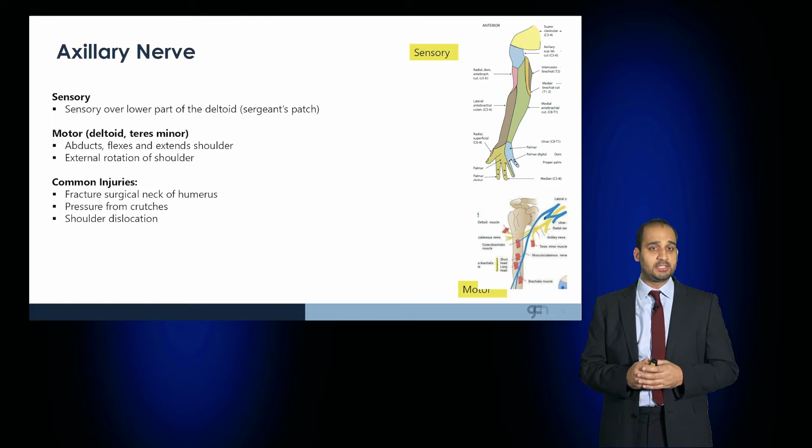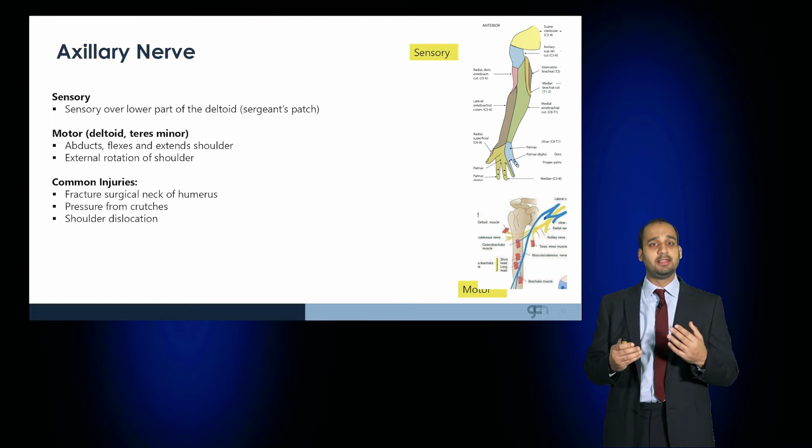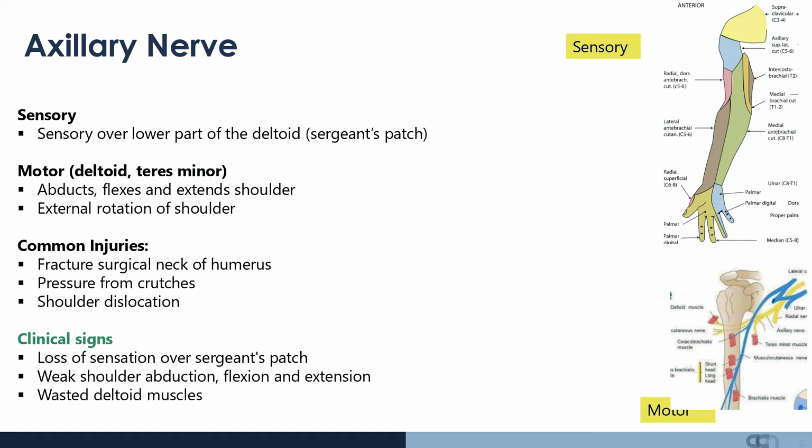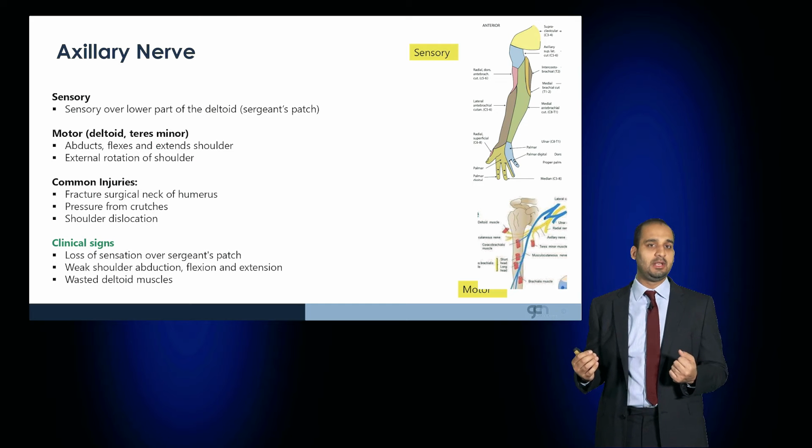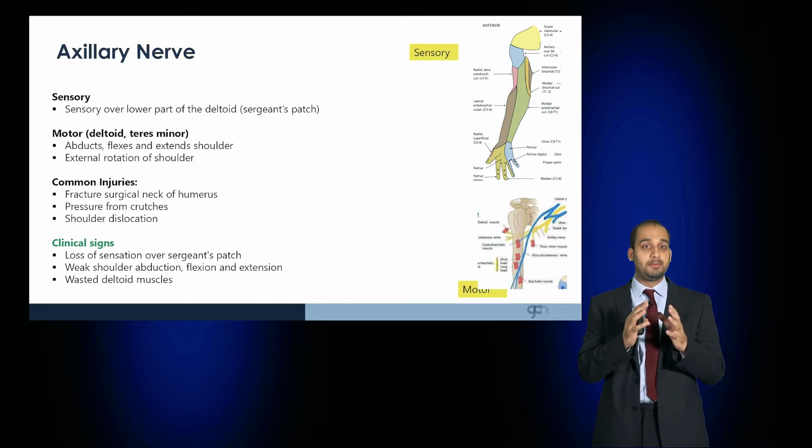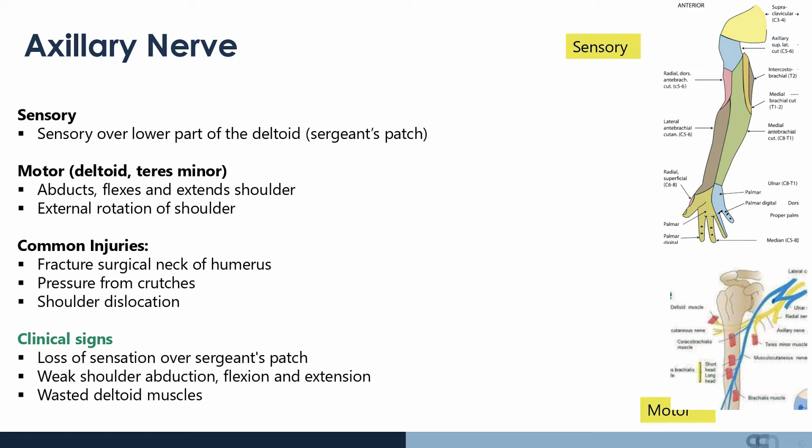So putting the sensory and motor components together, the clinical defects that you'd expect with an axillary nerve pathology is loss of sensation over sergeant's patch, weak shoulder abduction, flexion, extension, poor external rotation of the shoulder, and if you observe the muscles, in particular the deltoid and teres minor, these muscles will appear wasted.